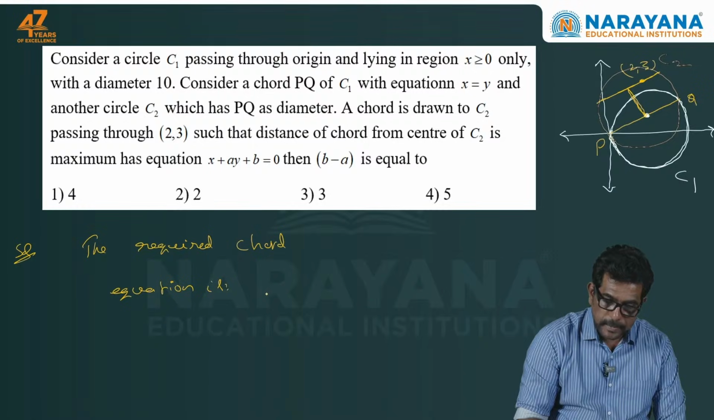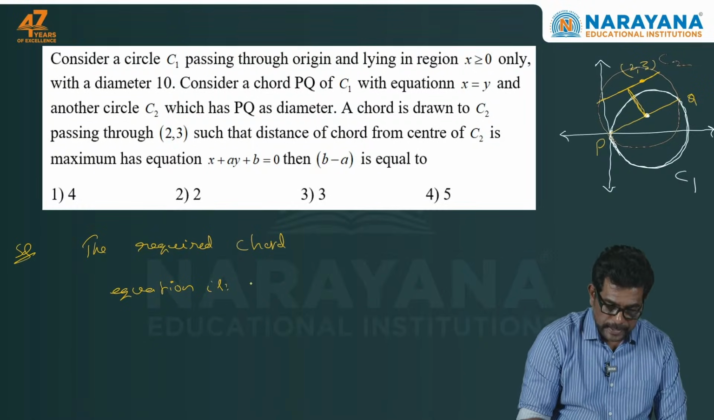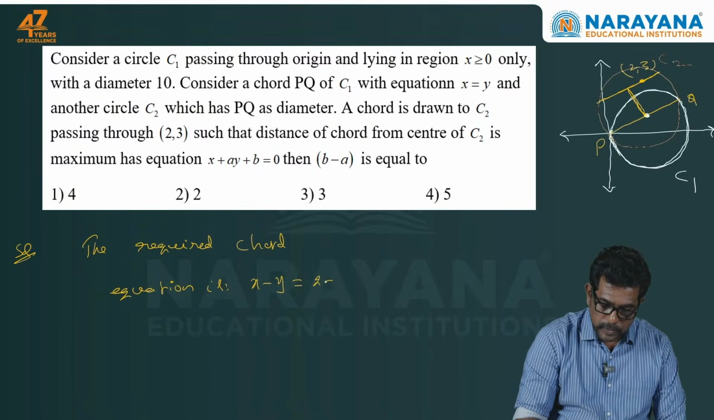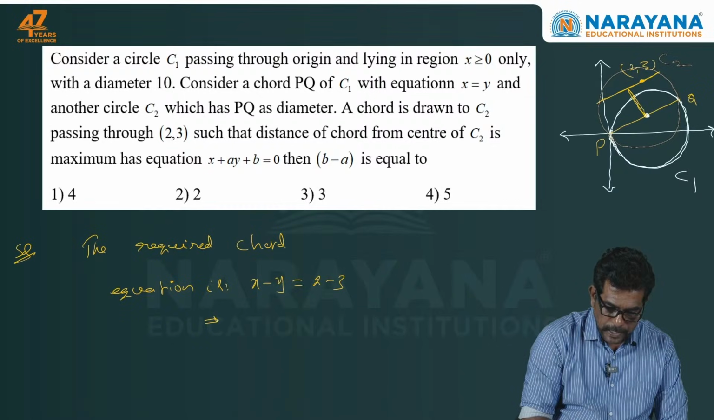Parallel to the PQ line, as we know that the PQ line equation is y is equal to x, that is, x minus y is equal to a constant. It is passing through the point (2, 3), that means it becomes 2 minus 3. So the equation of the required chord is x minus y plus 1 is equal to 0.